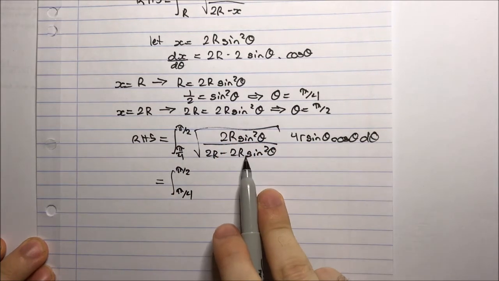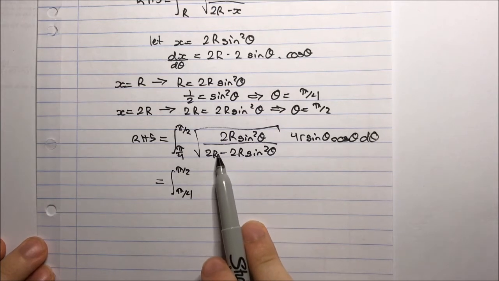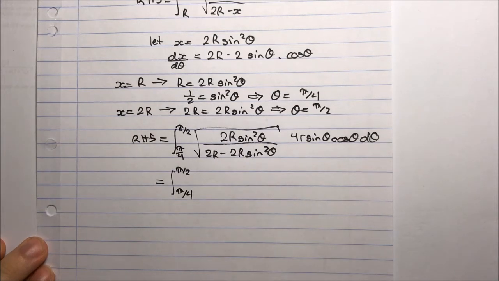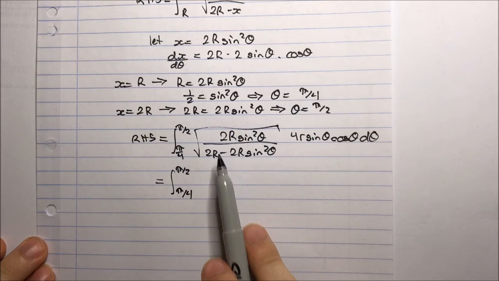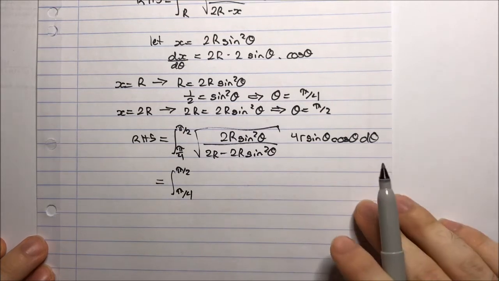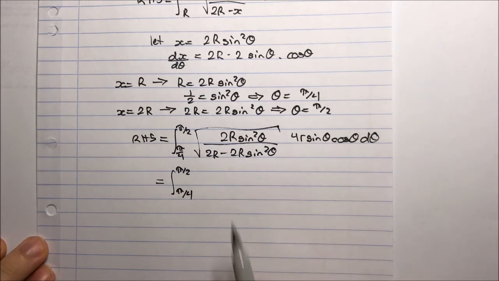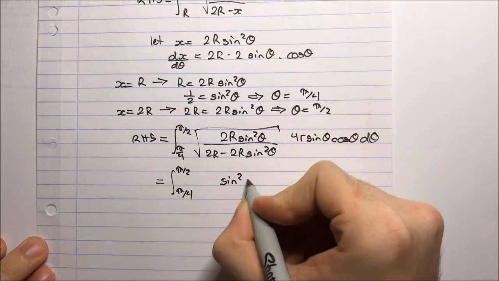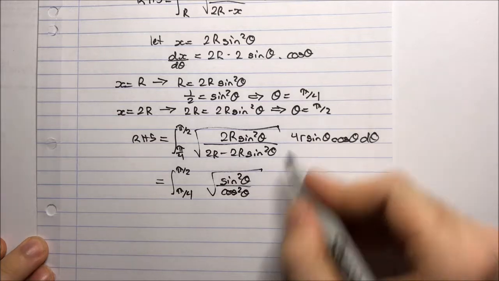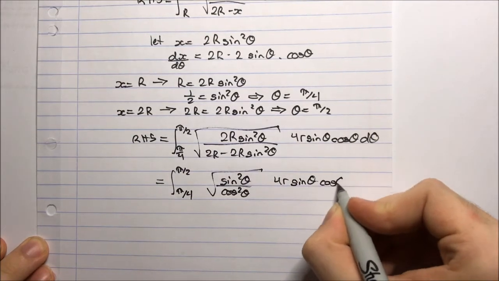Okay, so in the denominator, if I factored out 2r, I would be left with 2r into 1 minus sine squared theta. And then I can cancel the 2r with this 2r up here. So I'll have sine squared theta on 1 minus sine squared theta. But what's 1 minus sine squared theta? Well, we know that by our basic trig identities, our formulas, that's going to be cos squared theta. So we have sine squared theta over cos squared theta, and I take the square root of that. 4r sine theta cos theta d theta.